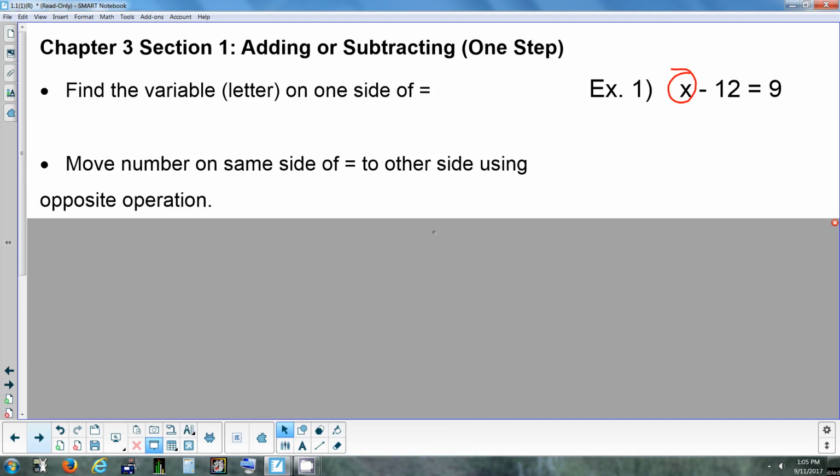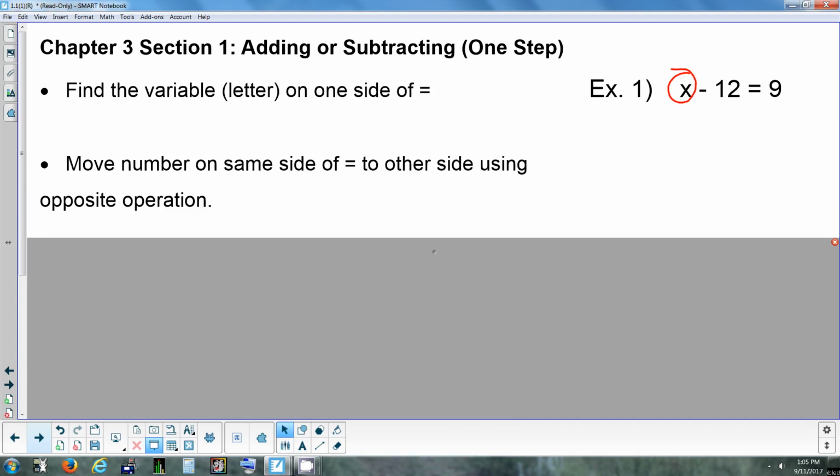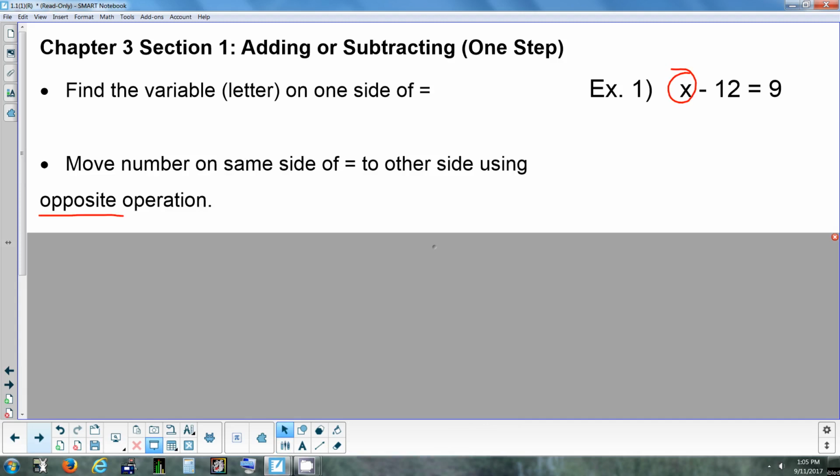Okay, now it says move the number that's on the same side of the equal sign, the number that's right near the X, to the other side. And the way you move it is, and I think I heard Xander say this earlier, something about doing the opposite. Okay, you do the opposite operation. Xander in front. Xander C. Xander with an X.